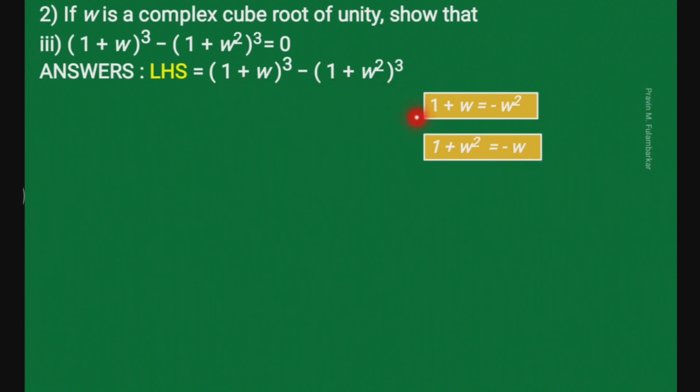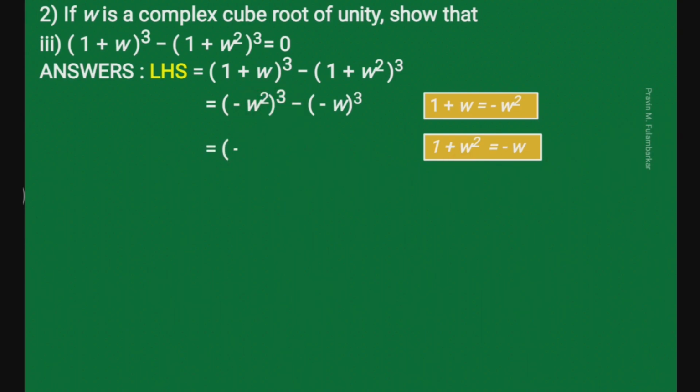So we replace this bracket term by minus omega square and this by minus omega. So we write here 1 plus omega as minus omega square and 1 plus omega square by minus omega. So here don't get confused, you have to take cube of minus sign, that means you have to take cube of minus 1. So cube of minus 1 is minus 1. So minus 1 into omega square into omega, omega square raised to the power 3. That means you have to take power of minus sign as 3 and omega square its power as 3.